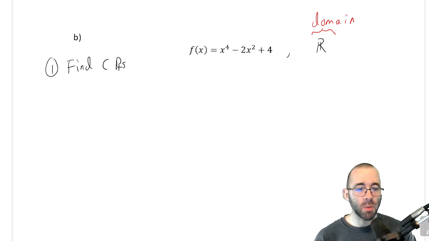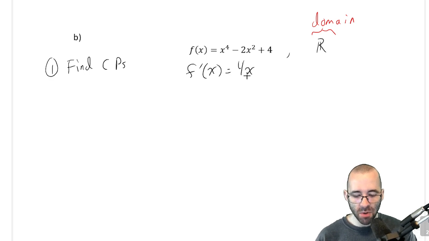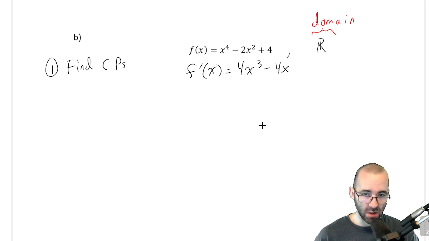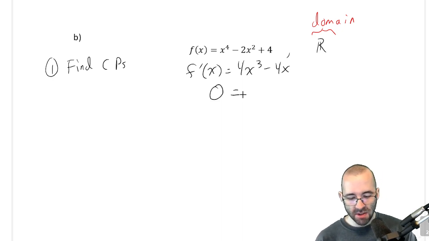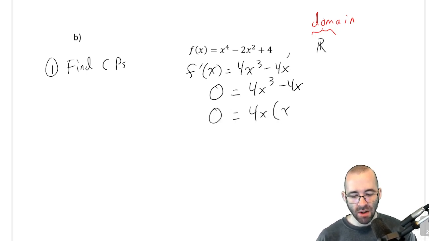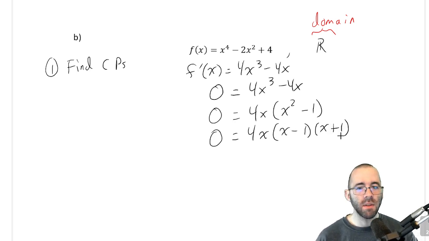First, we're going to find the critical points. Well, the derivative, we just use the power rule again. Critical points are where the derivative equals 0 or doesn't exist. Well, this always exists, so let's just set it equal to 0. And just like before, we'll factor. We're left with an x squared minus 1, and we can factor again. x minus 1, x plus 1.